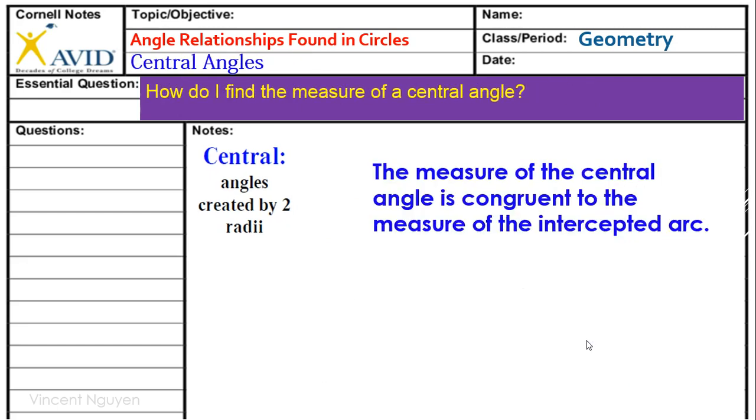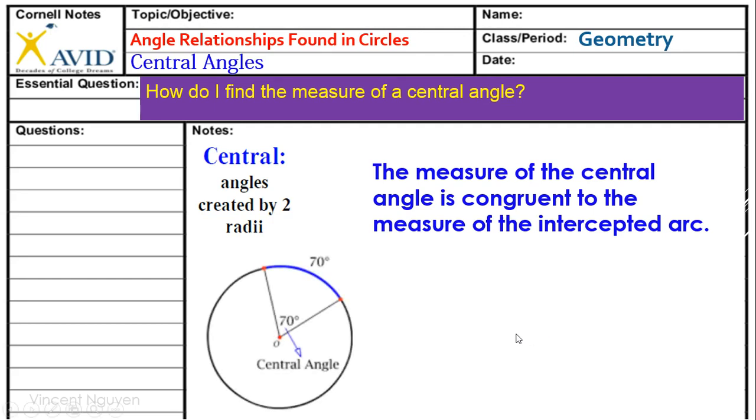So let's talk about the first one, central angles. It says here the measure of the central angle is congruent to the measure of the intercepted arc. Okay, so the arc that intercepts or makes up this angle is measured by the same as the central angle. So if the central angle is 70, the arc is 70. If the arc is 70 degrees, then the central angle is 70 degrees. Okay, so that's pretty easy to remember.